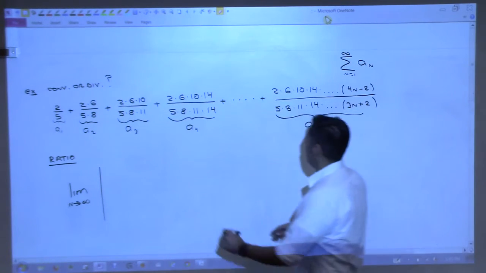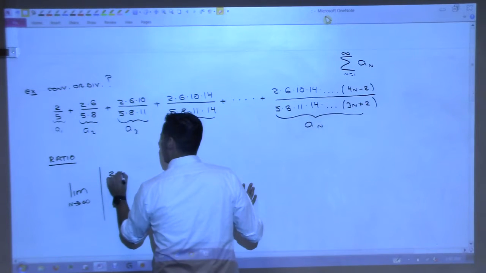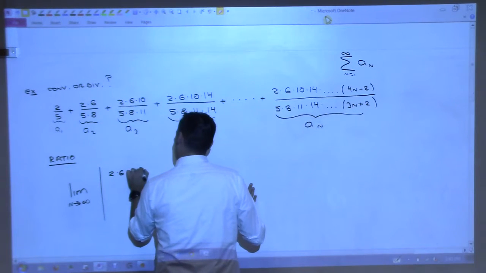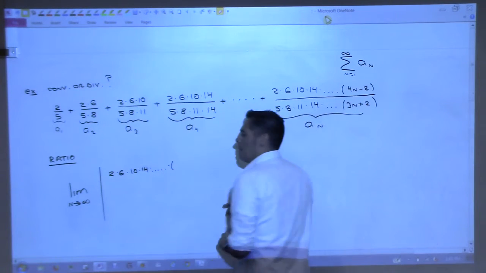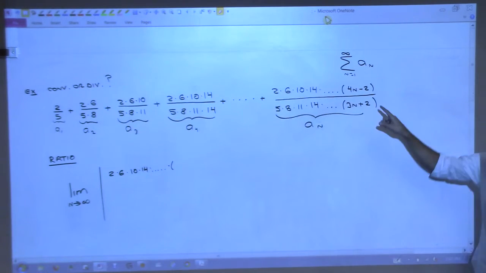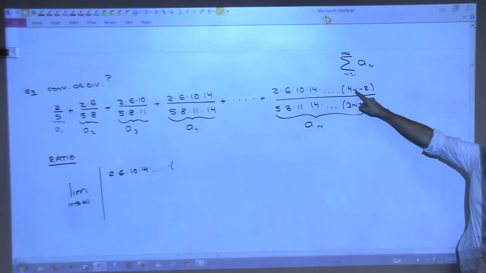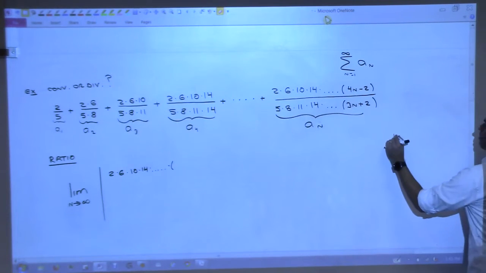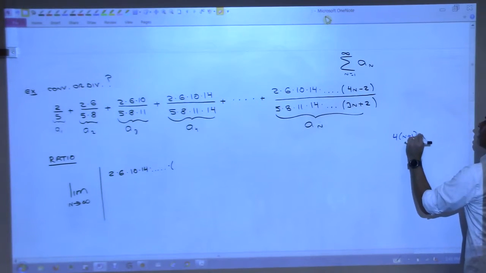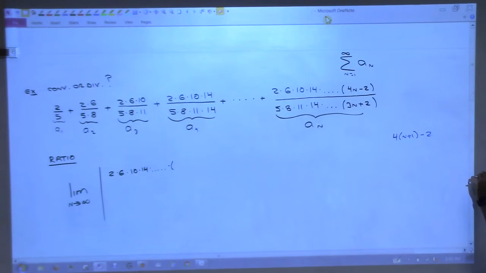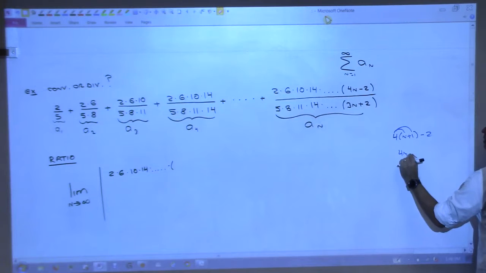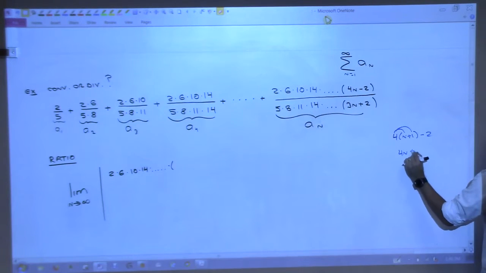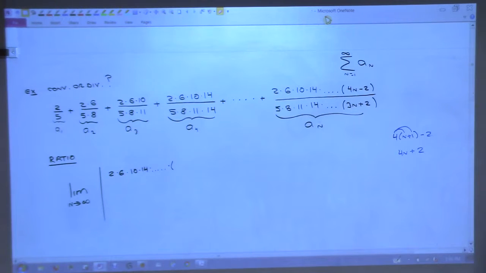So let me write it out. It'll be 2 times 6 times 10 times 14 times dot, dot, dot. And then I stop at n plus 1 plugged right in here, right? Let's do that real quick. What's 4 with an n plus 1 plugged in next to it? What would that be on top there? 4n plus 4 minus 2, so plus 2, right? Yes? That would be that one.